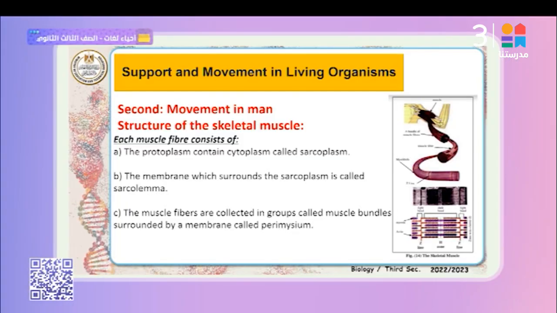Okay. Second point: the main structure of the skeletal muscles. Each muscle fiber consists of protoplasm, which contains cytoplasm called sarcoplasm, and is surrounded by a membrane called sarcolemma. That means the cytoplasm found in the muscle fibers is called sarcoplasm, surrounded by a membrane called sarcolemma. The sarcolemma receives the nerve impulses that help to contract and relax. The muscle fibers are collected in groups called muscle bundles, surrounded by a membrane called perimysium.